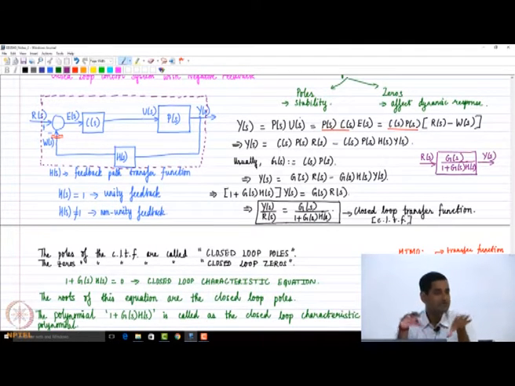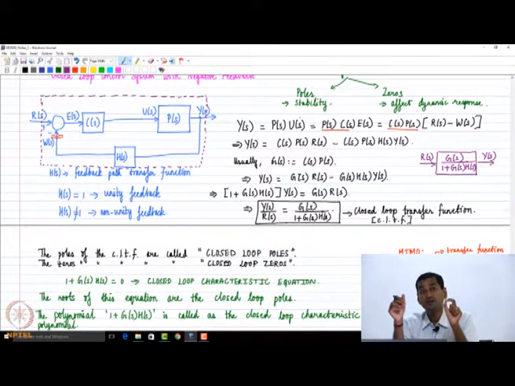Suppose I put all these elements in the loop, but I don't close the loop, which I will never do in practice, by the way. Then what is the point of designing a closed loop feedback system? If I don't close the loop, what is the transfer function I'm going to get? That is what is called the open loop transfer function.